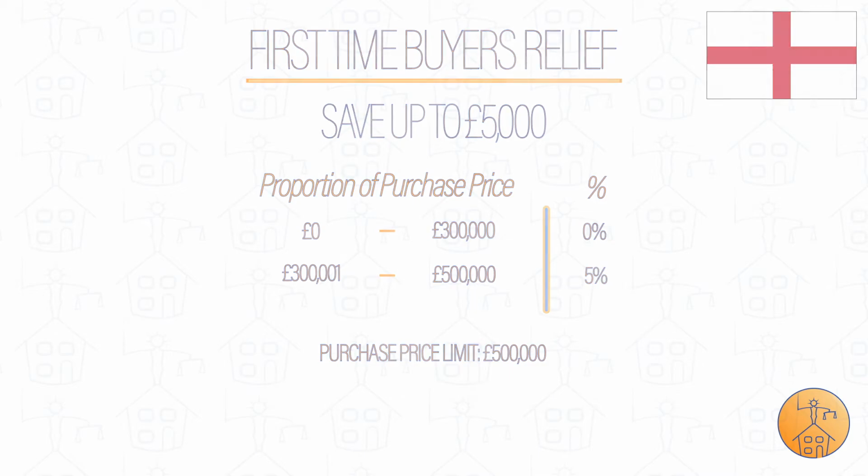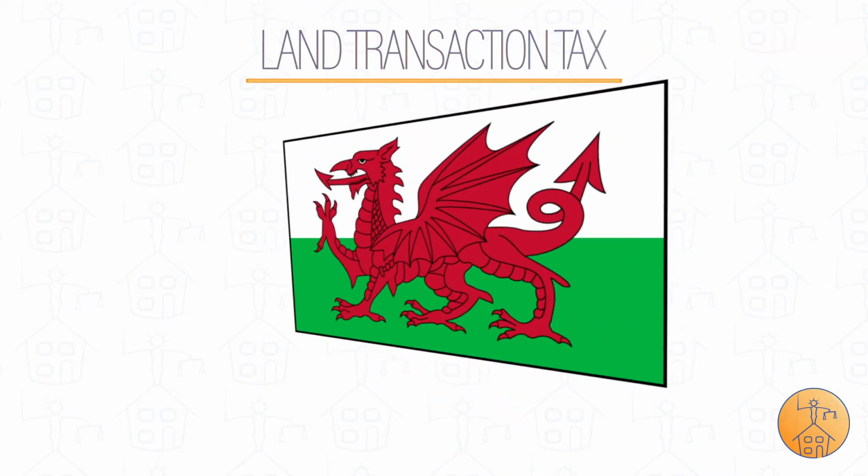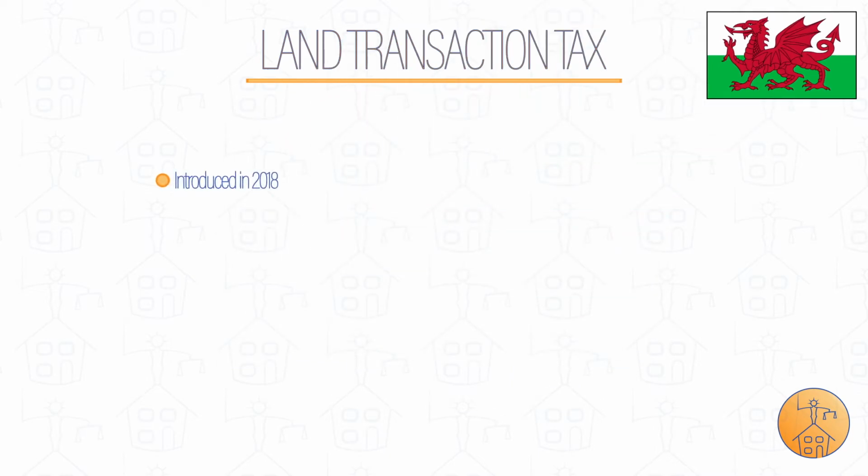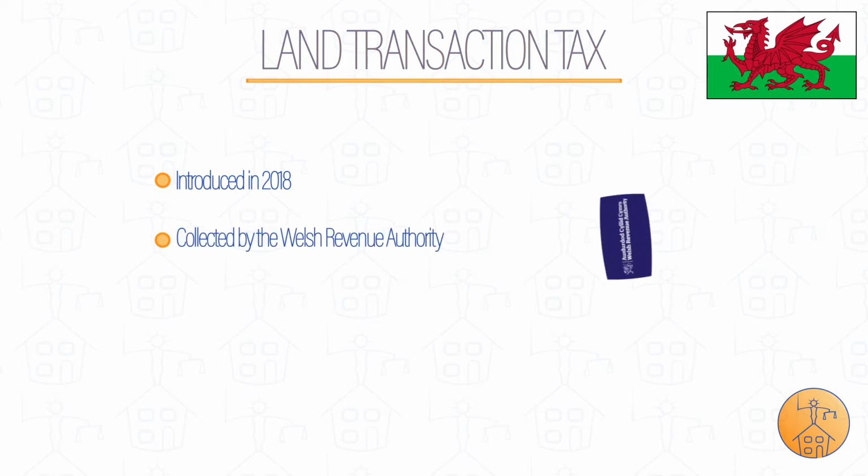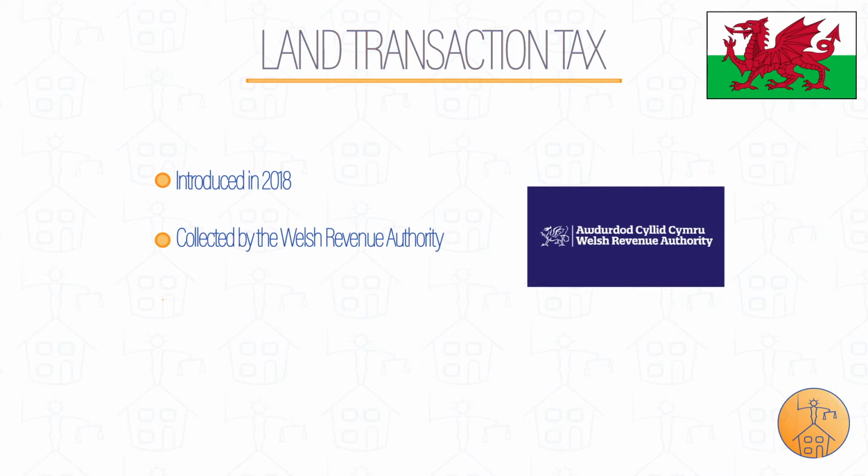Let's move on to how land transaction tax works in Wales. In April 2018, the Welsh Government introduced their own property stamp duty, which they say is a fairer system. The tax payable is collected by the Welsh Revenue Authority. The thresholds are different to those in stamp duty land tax, which is payable in England.